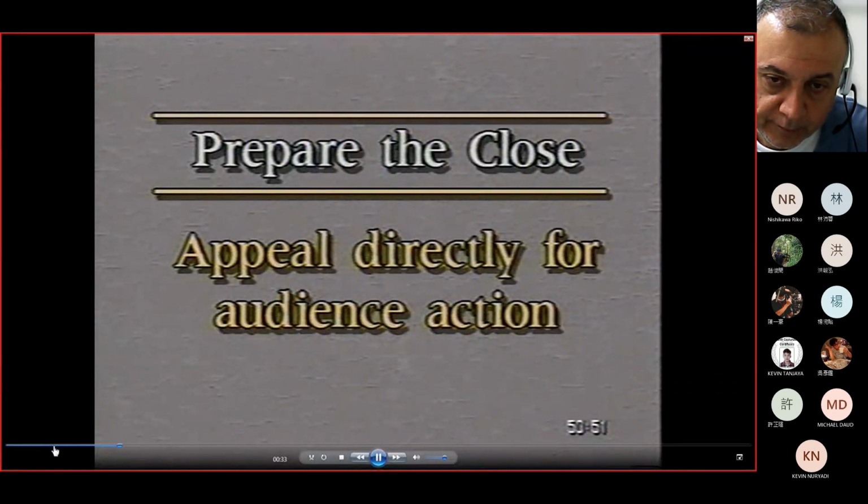And objective number 3, an effective closing needs to appeal directly for audience action. Remember, that was one of our first ideas. Every presentation that you give should be persuasive and should appeal to the audience to commit to some form of action. Well, those are the 3 objectives.